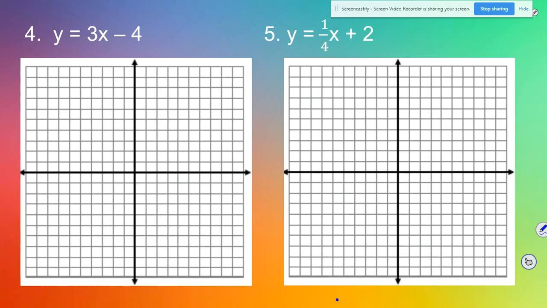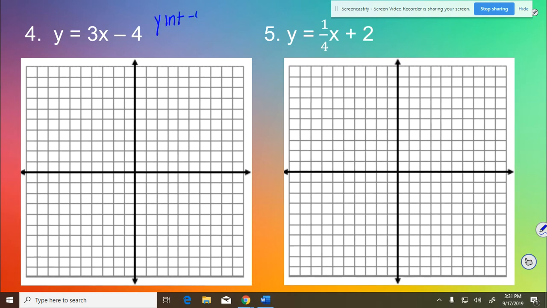Okay, let's look at number 4. So we have y equals 3x minus 4. So now notice this time the slope is positive, it's not negative. So our y-intercept is -4, and our slope is 3.